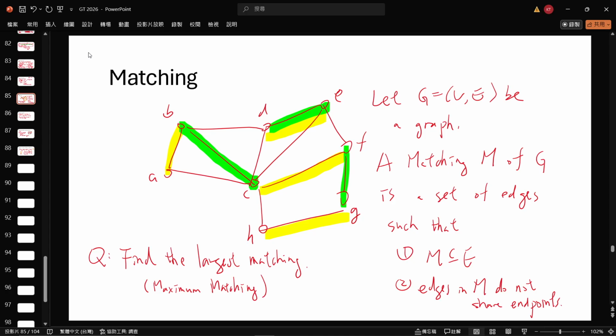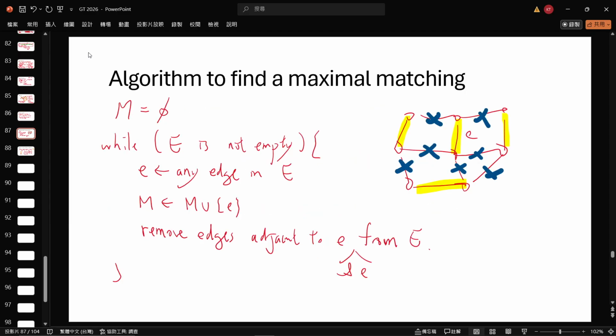and then you remove all the edges adjacent to it, because you cannot pick them in the future, so we just remove them from the graph. Then we pick an arbitrary edge that is remaining on the graph again, and repeat the process. We just keep adding edges as long as they do not touch each other. So that is maximal matching.